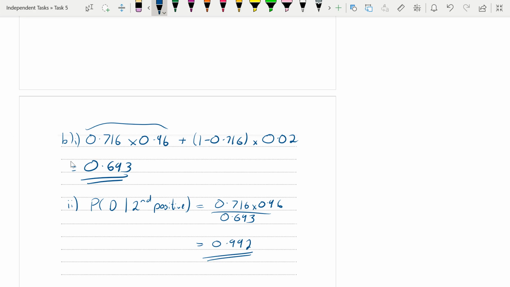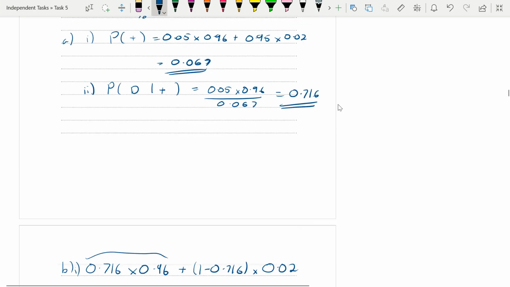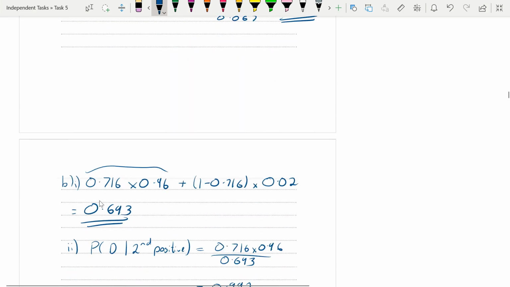Okay, but I'm trying to get you to use your previous answers as much as you possibly can. Now, if you did get this one wrong for part A, part 2, and you use the number in part B, you will still gain the marks for error carried forward. So it's important that we do carry on and keep thinking of them as we go through.